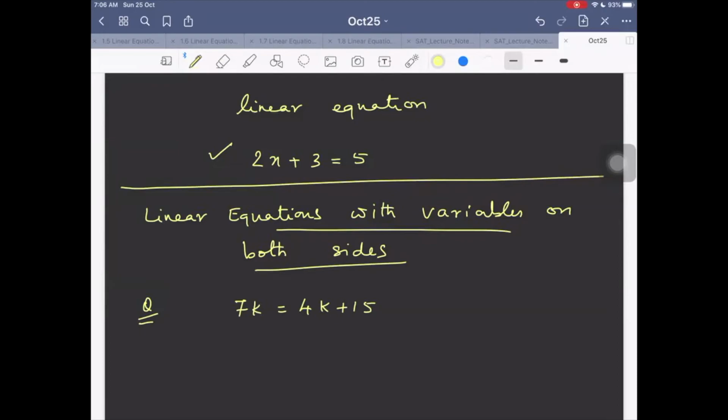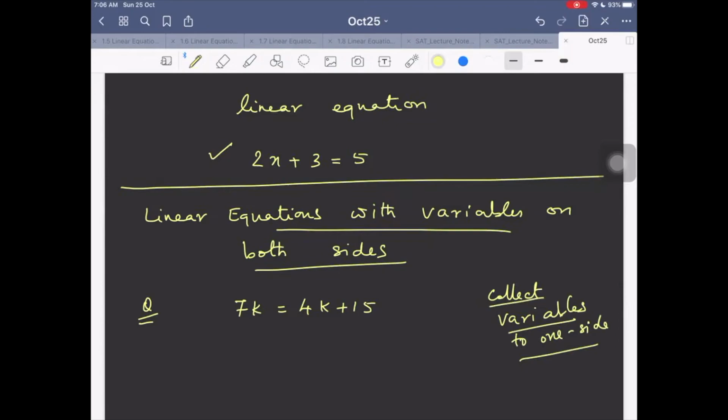Okay, so what is the idea here? So we have 7k on one side, we have 4k on one side. So the idea is you have to collect all those variables to one side of the equation and the constants, the numbers, to the other side. You have to collect variables to one side. All right.